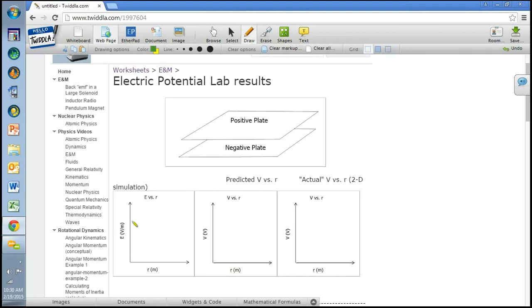Okay, nice horizontal line, nice constant, no relationship, right? Good, I'm glad you guys remember. Now, we did have a prediction here. What was the prediction for the V versus R? Direct relationship, right? So I'm going to go ahead and plot that. That's the prediction.